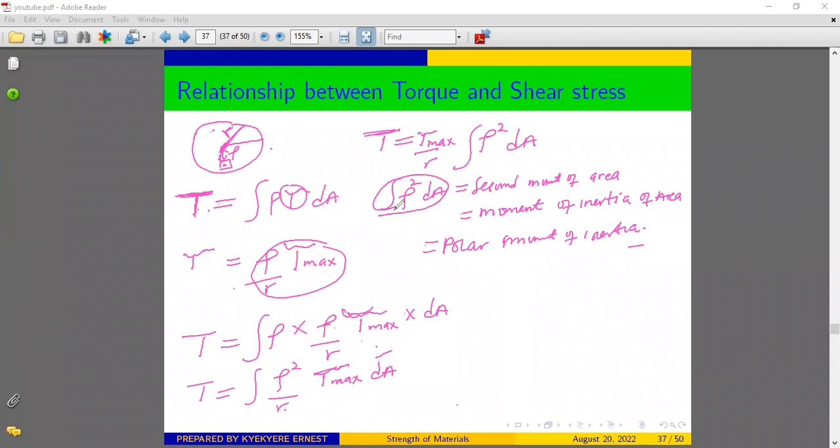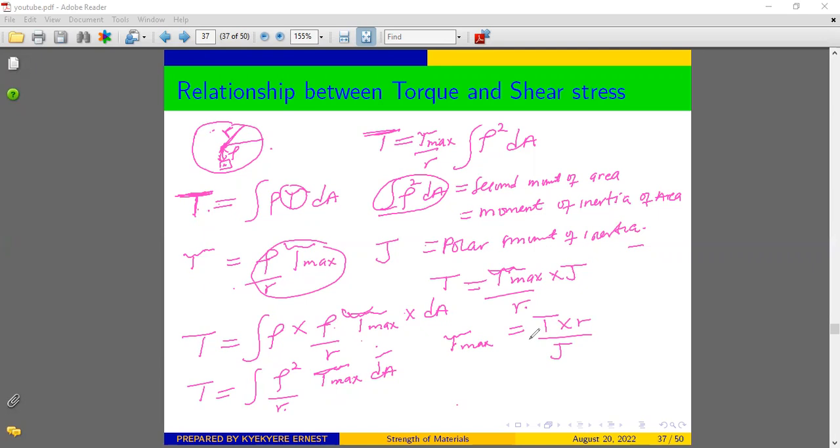So from here, the whole of this formula is going to be tau max times J over R. And from here, we can get the maximum shear stress. So the torque is equal to the maximum shear stress times the polar moment of inertia over the radius. And if you want to get the maximum shear stress, then the maximum shear stress will be equal to the torque times the radius over the polar moment of inertia of area. So take note of these formulas.